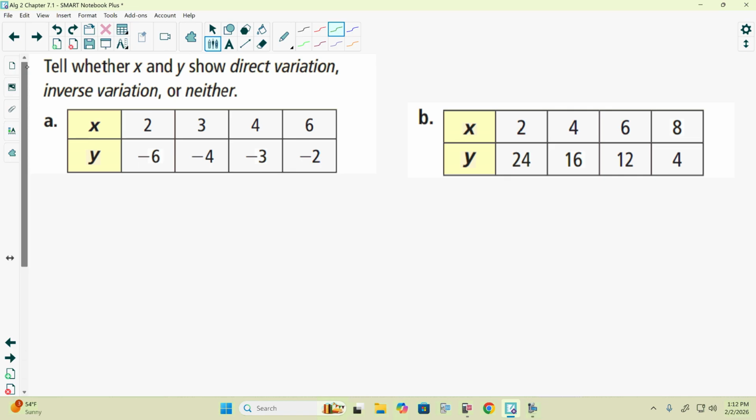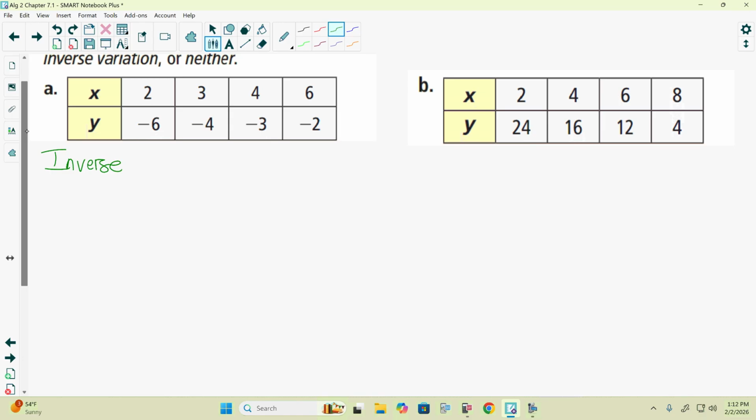I think we have 2 more of these, and then we have the last type. So if we look at this first one here, our x values are 2, 3, 4, 6. Our corresponding y values are negative 6, negative 4, negative 3, negative 2. We're thinking inverse or direct? Inverse. Because our x values are going away from 0, our y values are going towards 0. So there's a good chance that this is inverse. And our inverse is our x times y is equal to A.